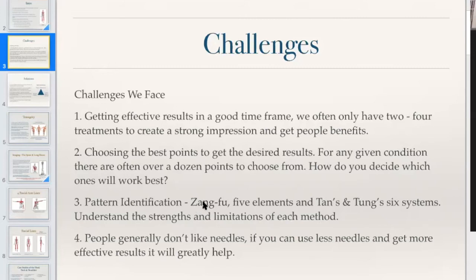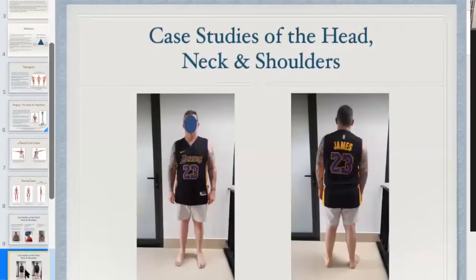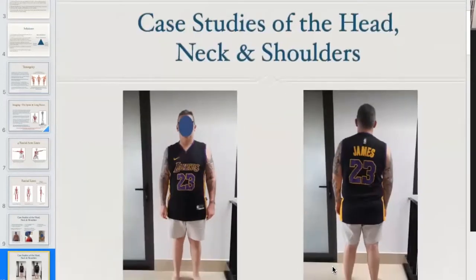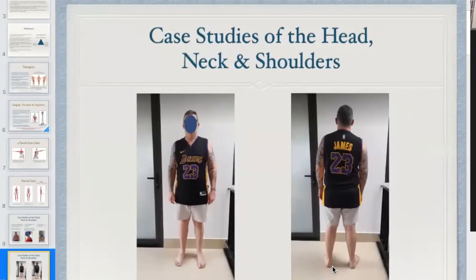Okay, another problem that we have is with pattern identification. We've got many methods. We can use Zang Fu, five elements, Tung, and Master Tung systems, but they each have their own strengths and limitations, okay? If you're seeing a guy like this, with this big shoulder tilt going on, and you're only using the six systems, or if you're just doing TCM, in TCM he's liver fire because he's got lymphoma and a lot of these heat signs, and this form of cancer.